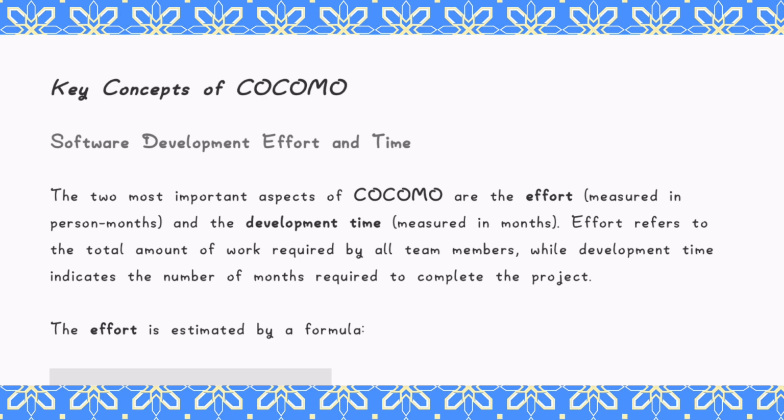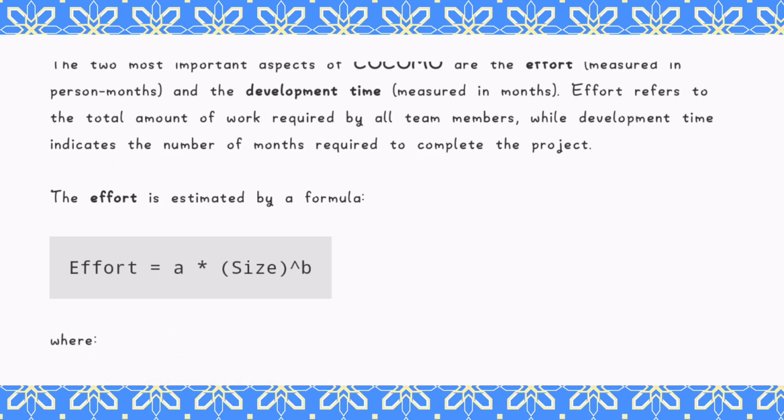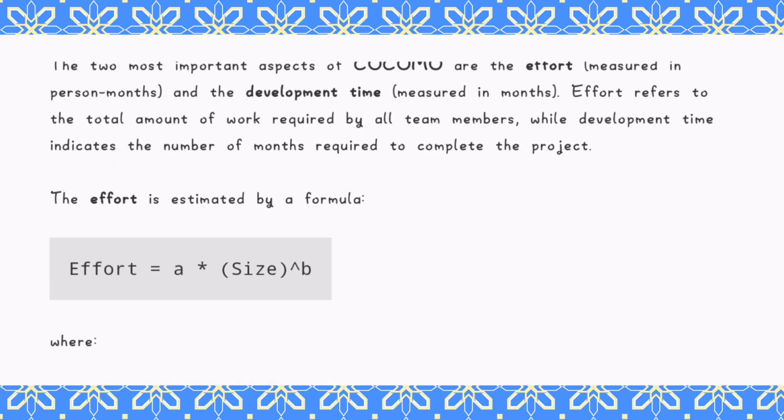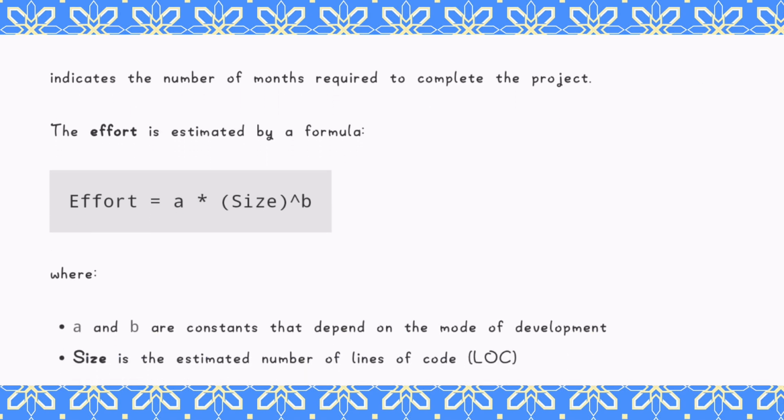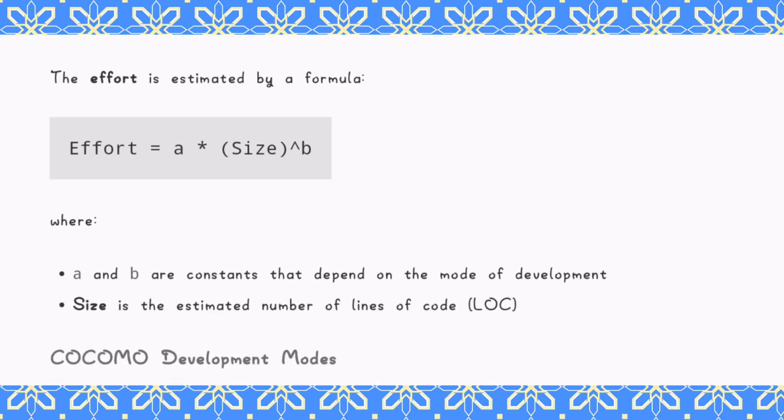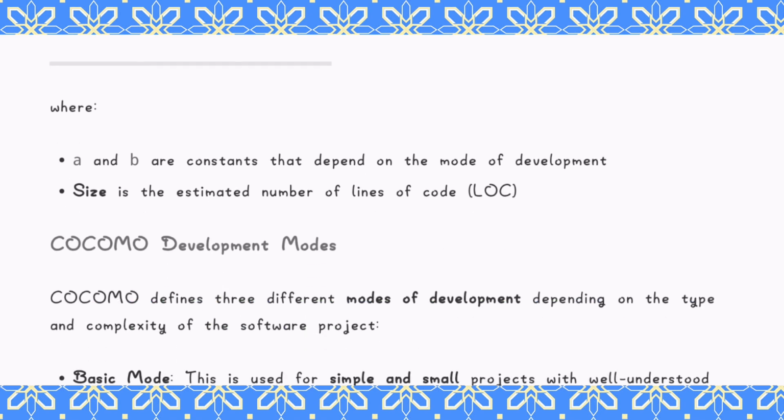Key concepts of COCOMO: software development effort and time. The two most important aspects of COCOMO are the effort, measured in person months, and the development time, measured in months. Effort refers to the total amount of work required by all team members, while development time indicates the number of months required to complete the project. The effort is estimated by a formula. Effort equals A times size to the power B, where A and B are constants that depend on the mode of development. Size is the estimated number of lines of code.